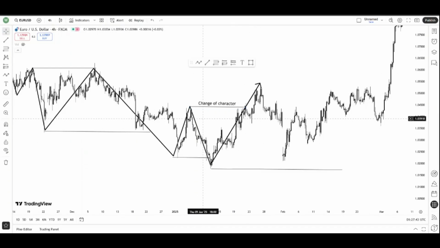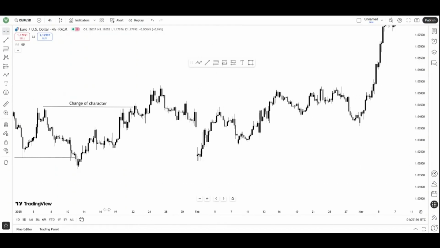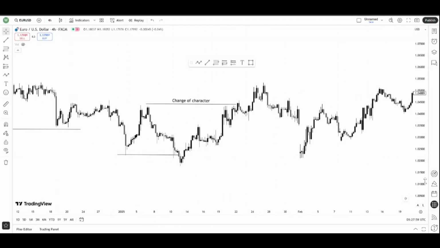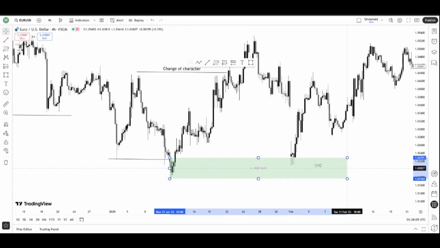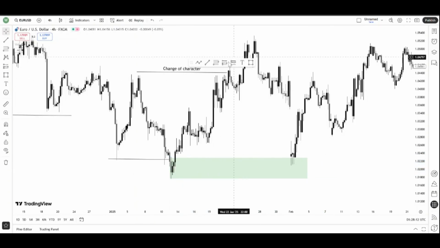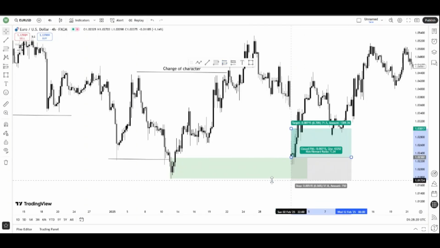So what we expect is that the market has changed direction. You should start looking for a buying opportunity. For those of you that are into smart money content, you look for your order block. This is our order block, the last bearish candle before the change of character. You mark out your order block, wait for the market to come back to it, and take a buy entry from here. So this is how you take advantage of change of character.